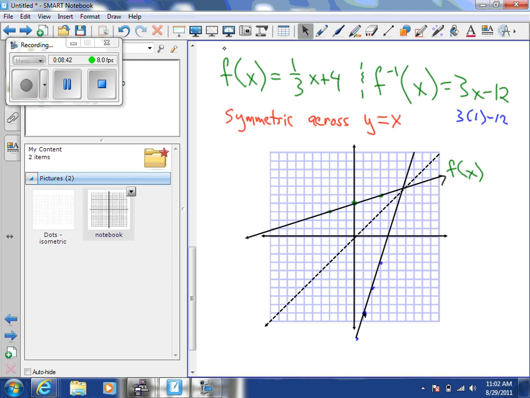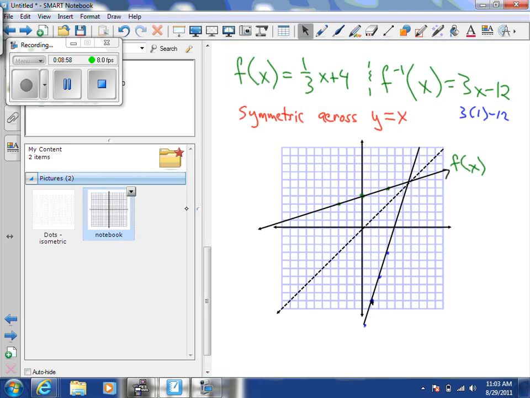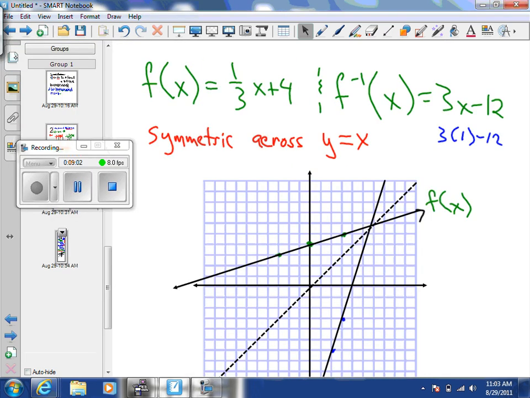You can see that those two graphs are symmetric with respect to the line y equals x. The line y equals x serves as a line of symmetry for these two graphs. Anytime you have two functions that are inverses of one another, this will be true. What you have to watch out for, though, is sometimes the inverse of a graph may get flipped.